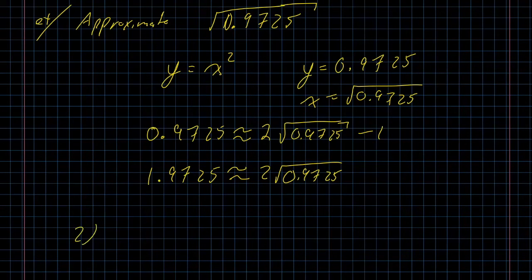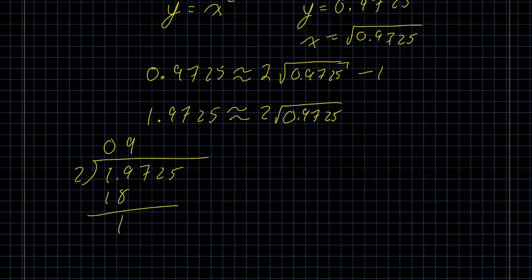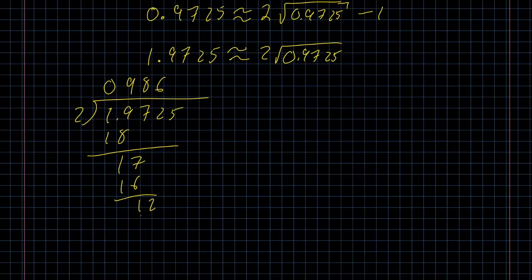So we want to take 2 goes into 1.9725. 2 fits into 1, well, it doesn't. 2 fits into 19 9 times. 9 times 2 is 18. Subtract that off, you get 1. Drop down to 7. 2 fits into 7 8 times. 2 times 8 is 16. Subtract that off, you get 1. Drop down to 2. 2 fits into 12 6 times. 2 fits into 5 twice. And I get that the square root of 0.9725 is approximately 0.98625.